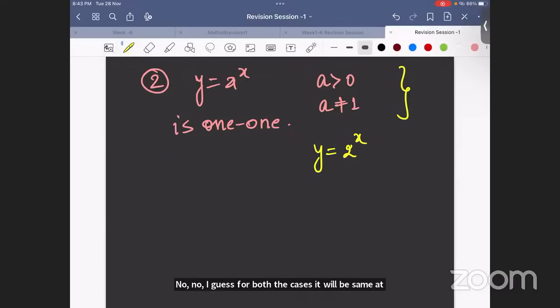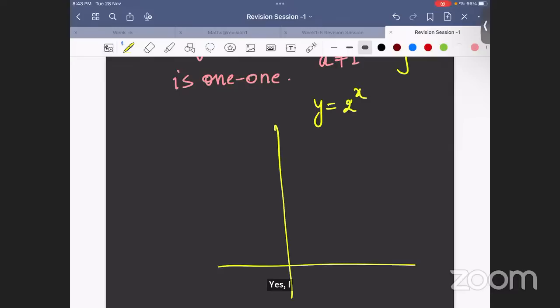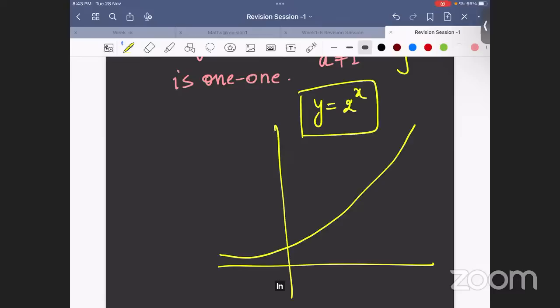Okay, first tell me about this one, y equals 2 to the power x. It is strictly 1-1. Is it strictly increasing or decreasing? Increasing, sir. How do you plot this type of function? How do you generally plot this function? Sir, put the value x equal to 1, 2, 3. So we're substituting values of x.